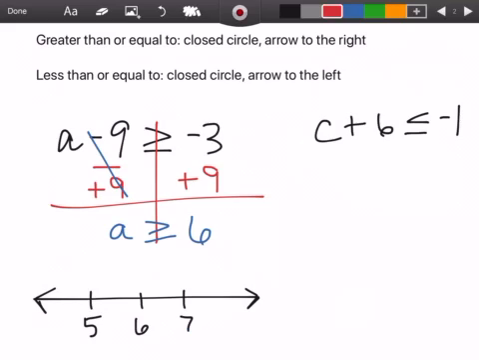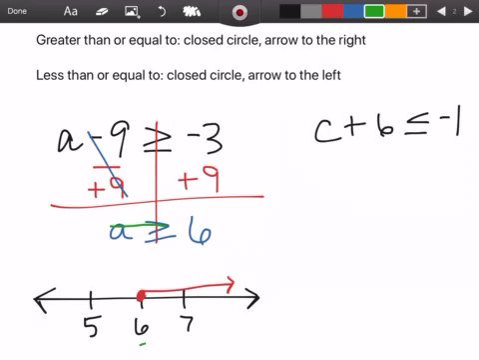Now, a can be greater than or equal to 6. Since it has that or equal to line, I'm going to put a closed circle on 6. That means 6 is a solution to this. A needs to be greater than that, so I'm going to move to the right. And again, you can check. That's which way my arrow needs to go.